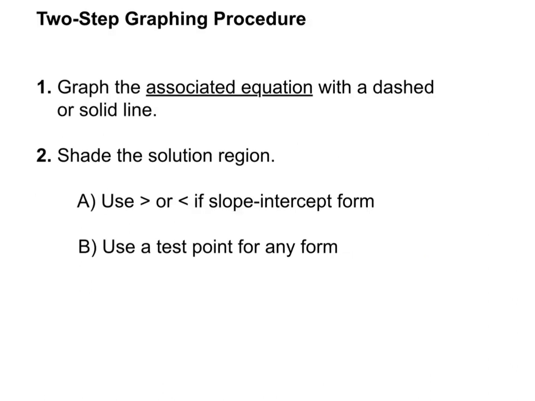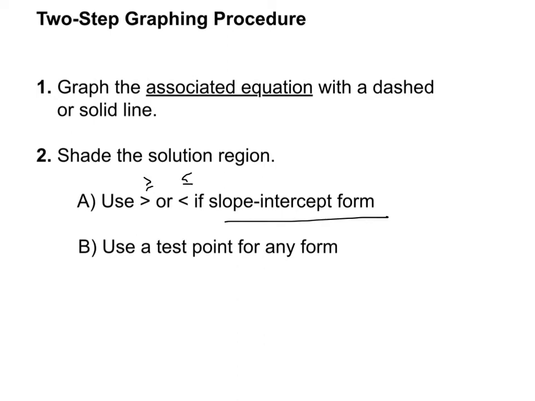Next up, we'll look at the two-step graphing procedure, and here it is. First, you're going to graph the associated equation with a dashed or solid line, and then second, you're going to shade the solution region. Now, when it comes to shading the solution region, there's two main ways of doing it. The first is to use the less than or greater than symbols if it's in slope-intercept form. If it's in slope-intercept form, all you need is to know whether it's this symbol greater than, could be greater than or equal to, or less than or equal to.